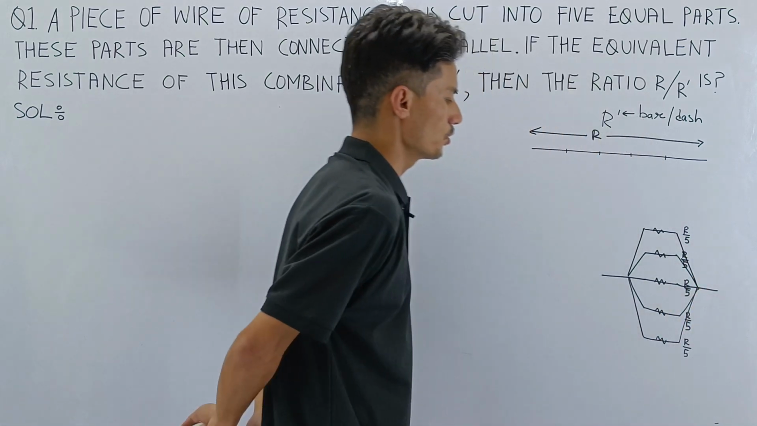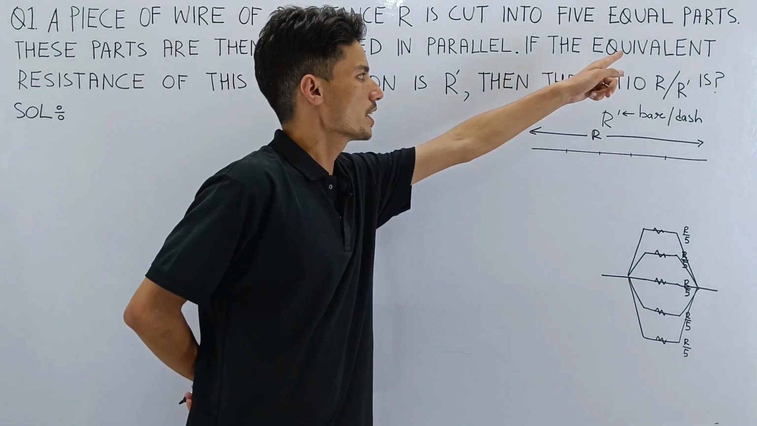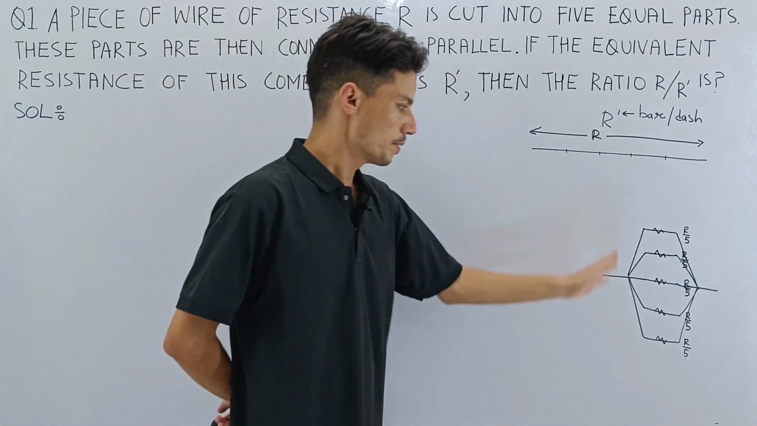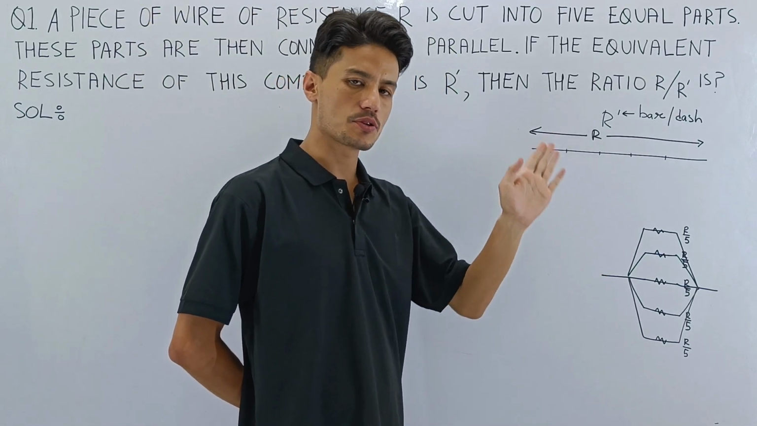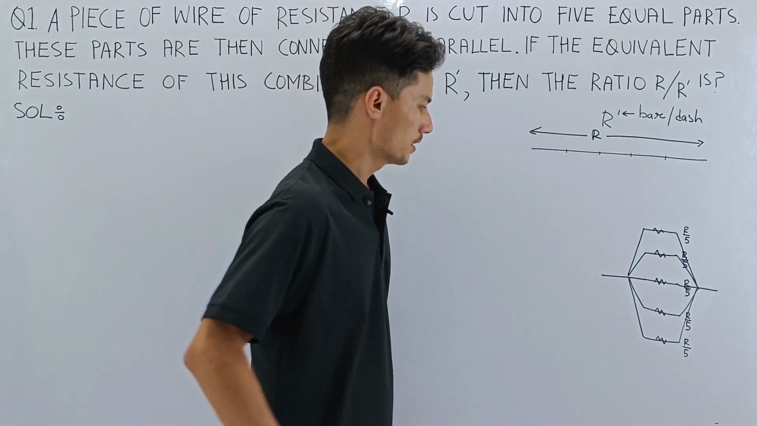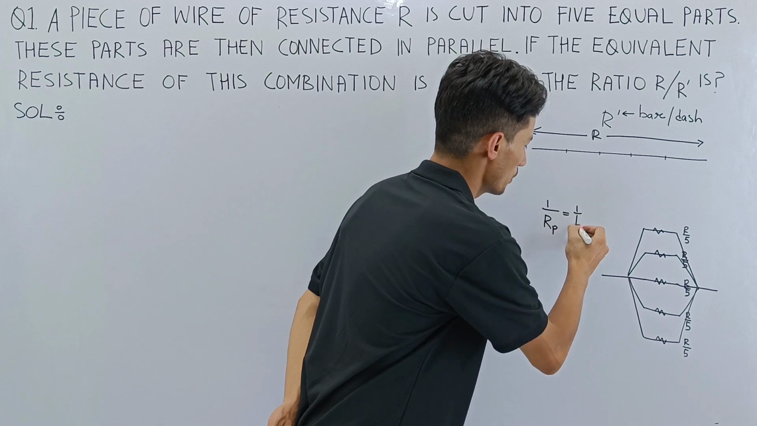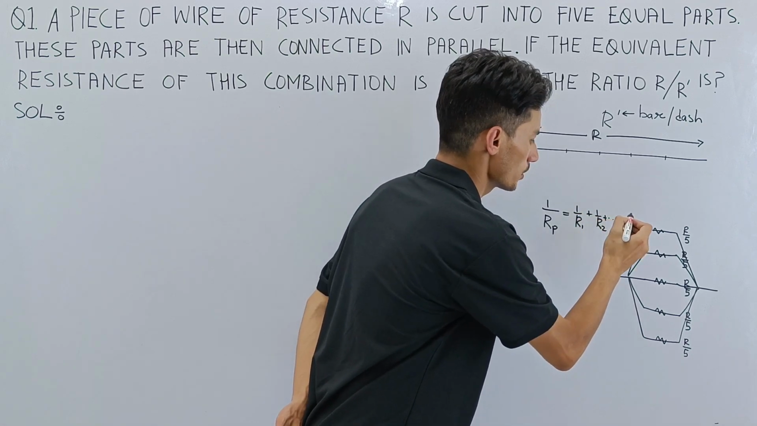That's it. This is how the new figure will look. The resistors are connected in parallel. If the equivalent resistance of this combination is R dash. Now remember, we have already discussed a formula on resistances in series and resistances in parallel. For resistances in parallel, the formula is 1 by Rp is equal to 1 by R1 plus 1 by R2, and it goes on, is it not?